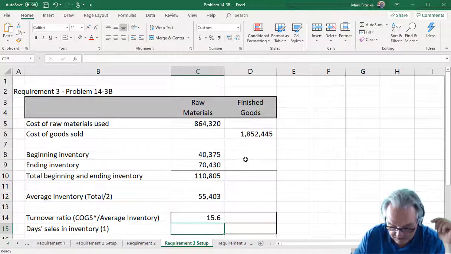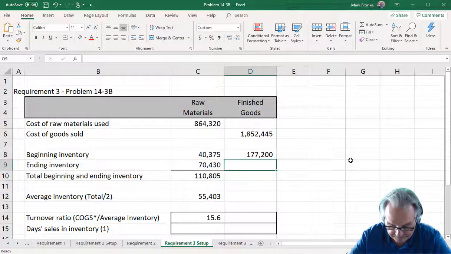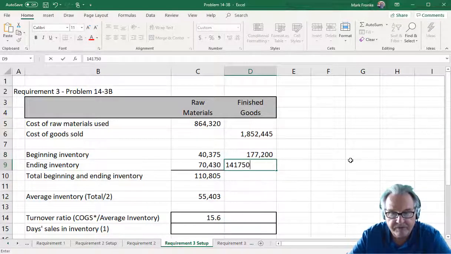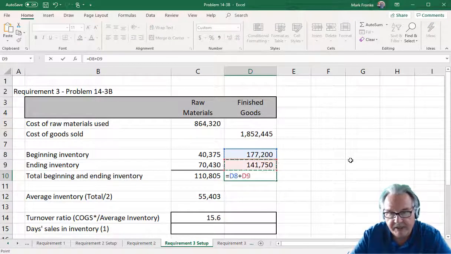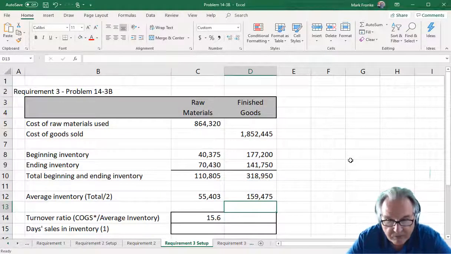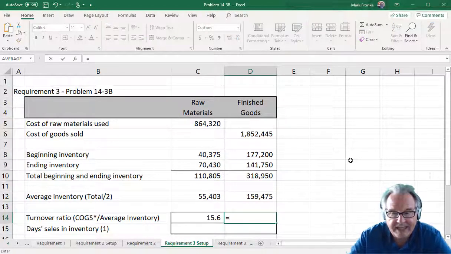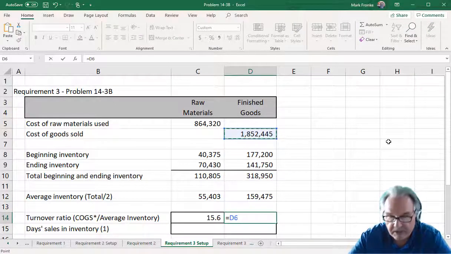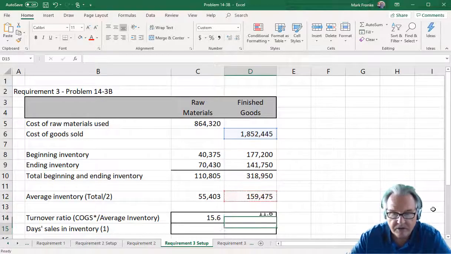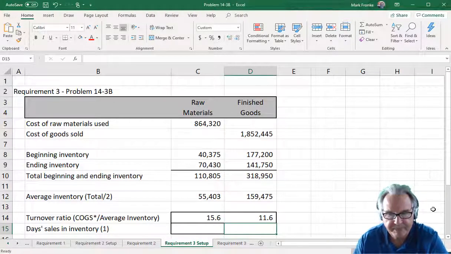We can do the same thing here, but now we're talking about finished goods. 177,200 was beginning inventory. 141,750 was ending inventory. We add them together and then divide by 2. That tells us average inventory was 159,475. So if I divide that into cost of goods sold, it tells me my finished goods inventory turns over 11.6 times. That's about once a month. Raw materials is a little faster than once a month.